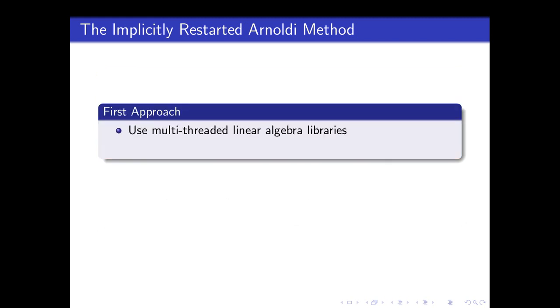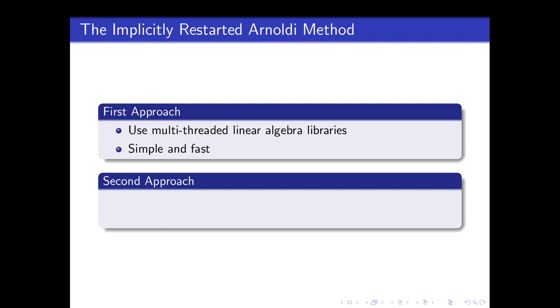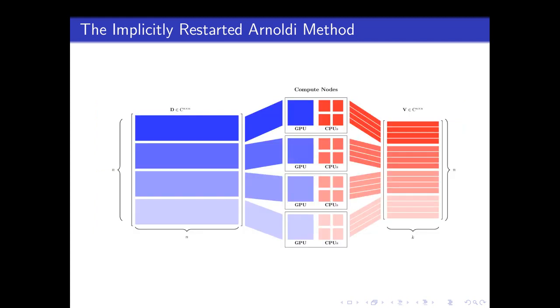To this end, we explored two different approaches. The first one was to simply recompile the program and link it to a thread parallel linear algebra library, which of course is the simplest and fastest way to achieve parallelism here. The second approach was to go into the code directly and parallelize it manually. This was done by splitting up the matrix V that was already split up over the compute nodes even further over the multiple cores of each node's CPU, as is illustrated in the right-hand side of this figure.